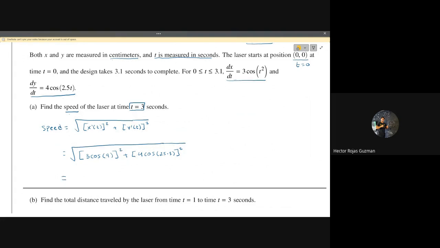The answer is 3.06 centimeters per second. And that's going to be the speed of the laser at 3 seconds. This question is pretty straightforward. Again, it could be kind of simple to make a mistake on the calculator portion, but this question is only worth 1 point.